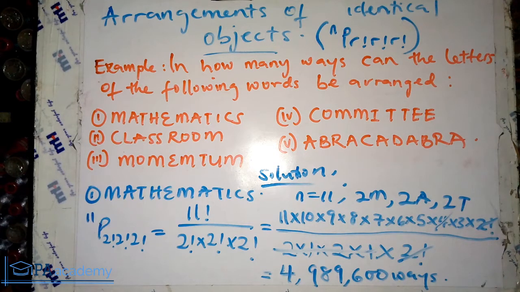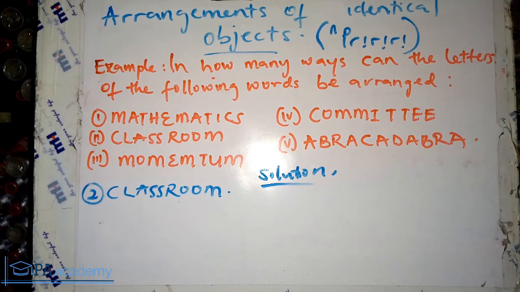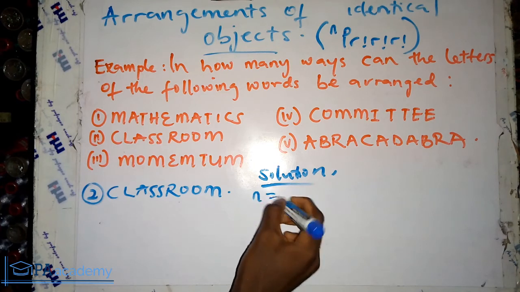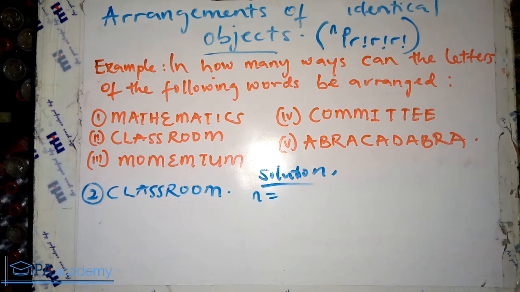Now let's go to question number 2. The next one is classroom. For classroom, let's see what the value of our n is. Our n, that is 1, 2, 3, 4, 5, 6, 7, 8, 9. So our n is 9. Let's look at which letters are appearing more than once.